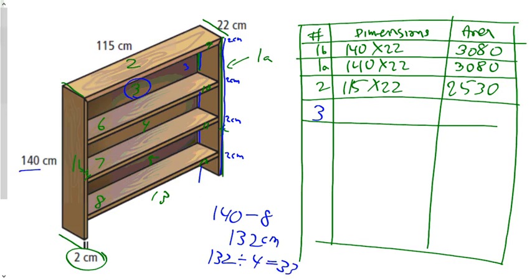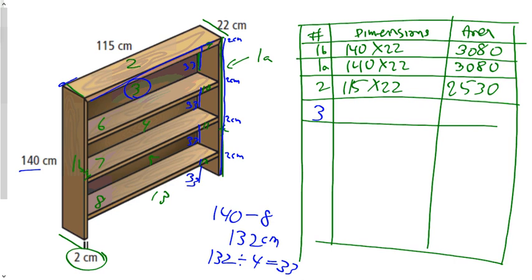That means this is 33, this is 33, this is 33, this is 33, this is 2, this is 2, this is 2, this is 2. Altogether, 33 plus 2 plus 33 plus 2 plus 33 plus 2 plus 33 plus 2 equals 140. And therefore, that is the dimension. So number 3, what is the dimension of 3? It is not 115.